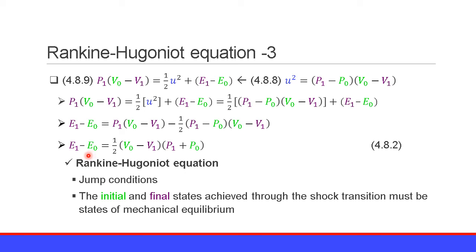Then we have E1 minus E0, the increase of the internal energy, is equal to 1 over 2 times V0 minus V1 times P1 plus P0, equation 4.8.2. So this is the Rankine-Hugoniot equation. This is referred to as the jump condition. It gives the difference of the internal energy between the initial and final state through the shock transition.